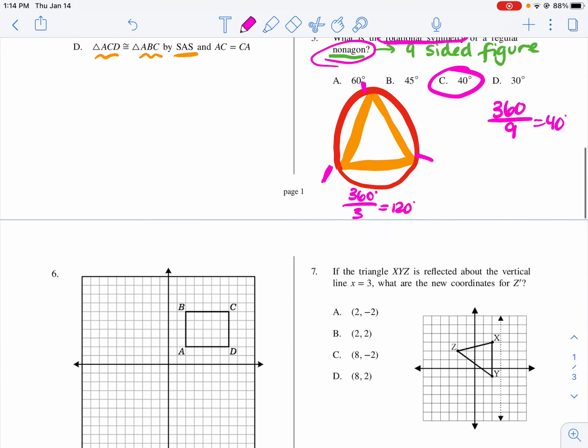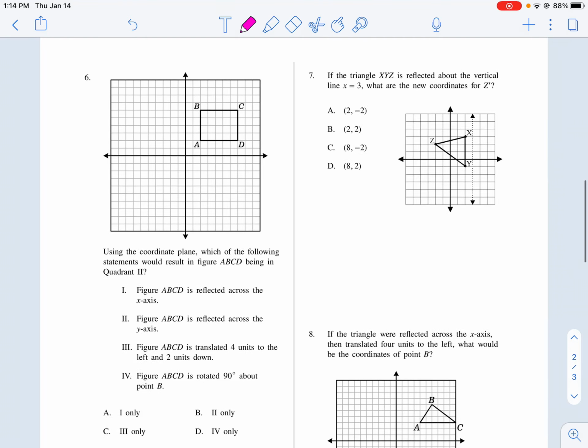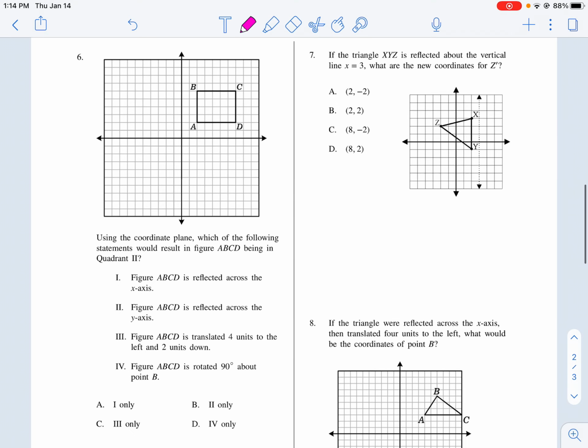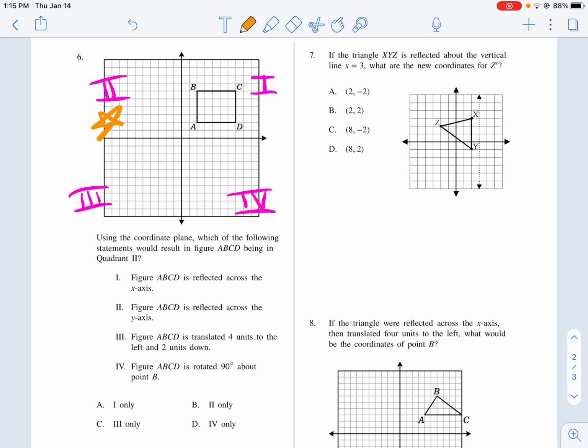Okay, let's look at our next page. We're going to transition here into transformations. Which of the following statements would result in a figure ABCD being in quadrant 2? So I wasn't sure if you guys remembered what quadrants are, so let me put this in 1, 2, 3, and 4. Okay, we want to end up in quadrant 2. Here's quadrant 2. So here's the axis we could flip over. That would get us there.